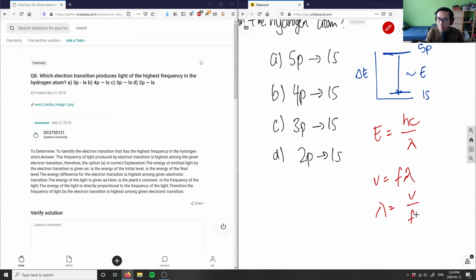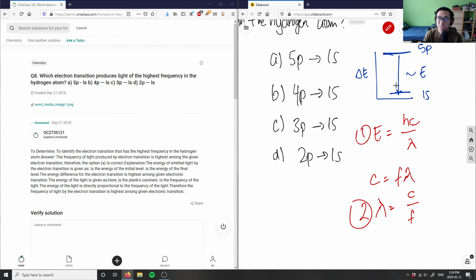So lambda would equal V over F here. Maybe it's something that you might learn from physics. V and C here are interchangeable. So for this problem specifically, let me rearrange this. We know that this is equation 1 and this here is equation 2.